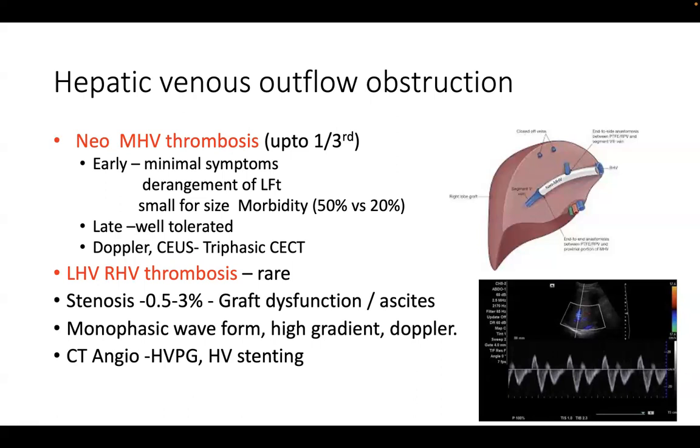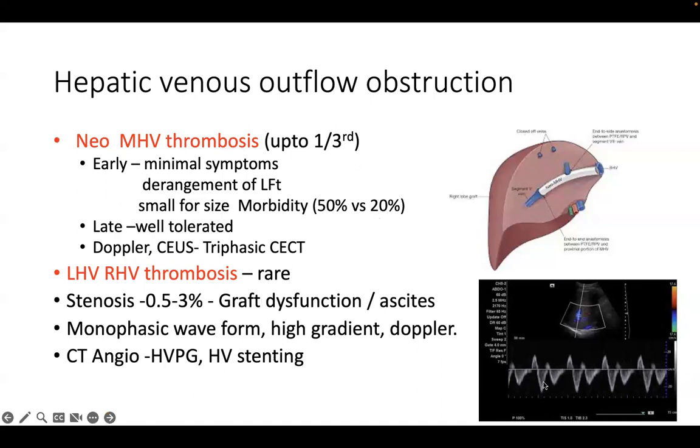Most often, what we see is stenosis. This again usually presents after the first 2 weeks. There is graft dysfunction, the bilirubin not settling down. There's persistent ascites which is not settling down, and the radiologist tells you that there's a monophasic waveform.